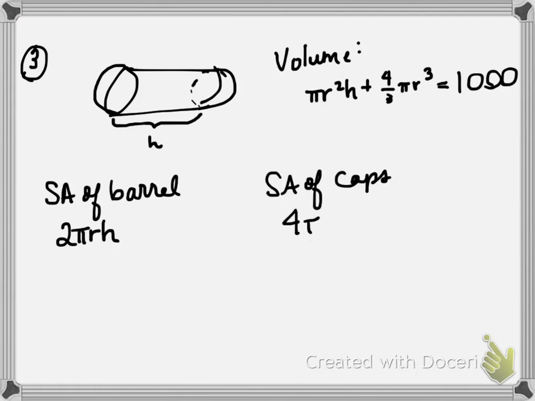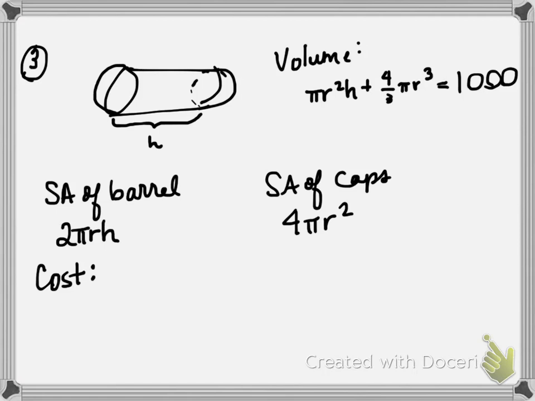And the surface area of the caps is the surface area of a sphere, which is 4 pi r squared. These are formulas you can look up. Of course, on an exam, I would give you these formulas, but for these purposes, you could look them up because they're a homework question or an in-class question.